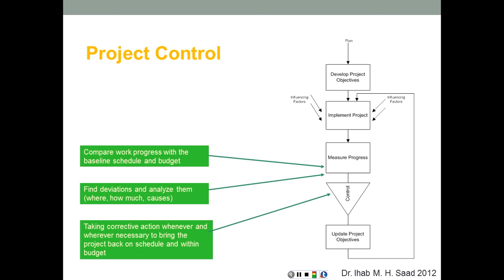So this graph shows basically the project control cycle, where we start planning, we develop the project objectives, we implement the project and keep monitoring the performance, and then we measure the progress on a scheduled, frequent basis. And then we find what the root cause is of any deviation, if any, and then we implement the controls, whether it's corrective action or preventive action, and then we update the project objectives, and then we repeat the same cycle again. We do that on a weekly basis, bi-monthly basis, monthly basis. We need to keep doing that as long as the project is progressing.